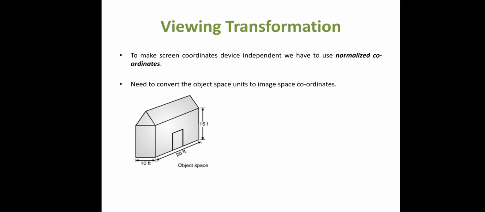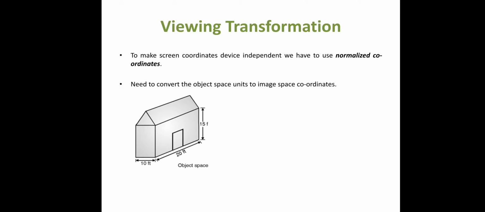So, we must convert our object space units into image space coordinates. How are we going to find such normalized coordinates? For that purpose we need to convert our object space units to the image space coordinates. How are we going to do that? Here our object space is given, with some scales in feet: 10 feet, 20 feet, 15 feet. This is our object space. What is object space? The space where the object model resides is called object space.